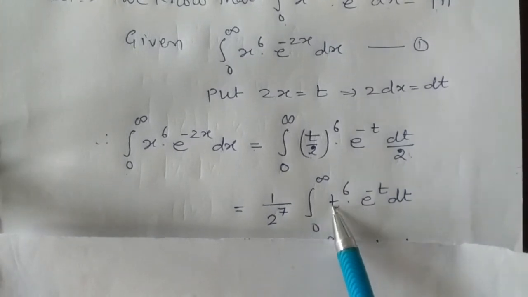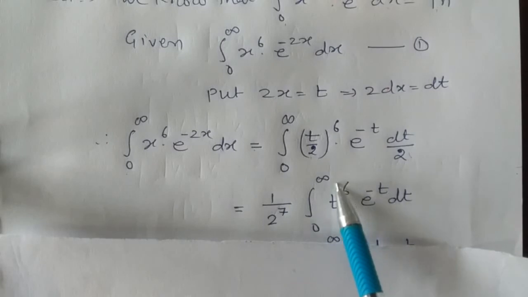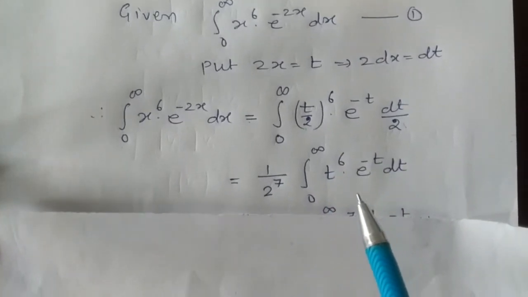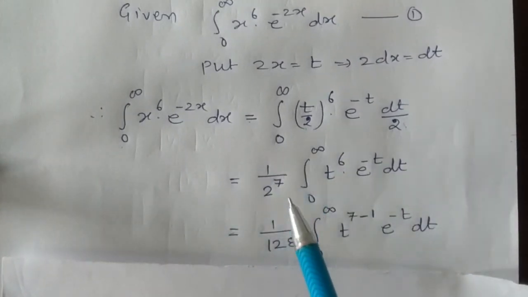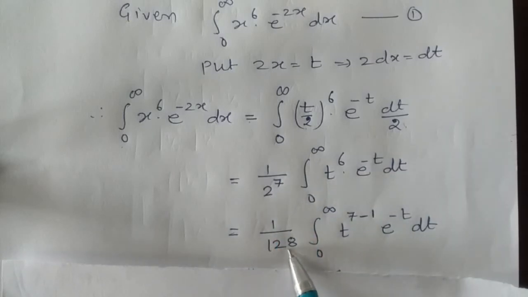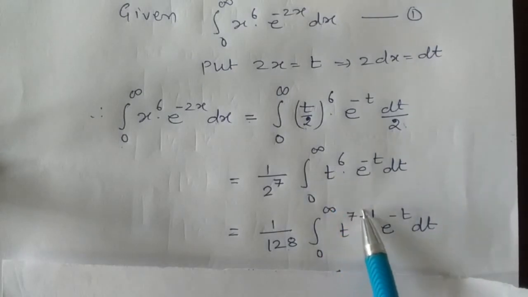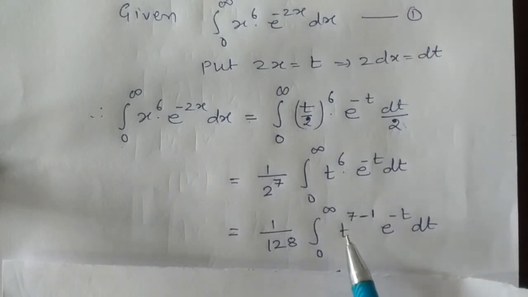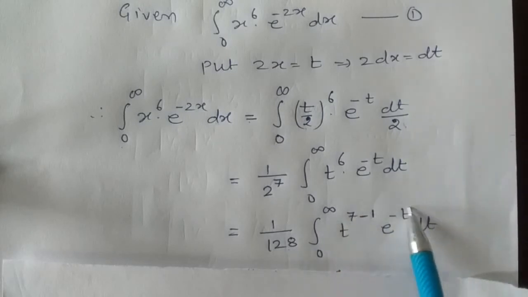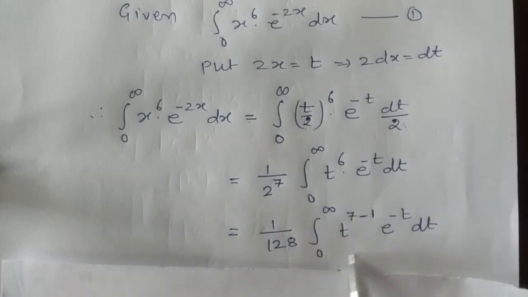Now we write t power 6 as t power 7 minus 1. Then we have 1 upon, here 2 power 7 becomes 128, times the integral from 0 to infinity of t power 7 minus 1 into e raised to minus t dt. This is what? Gamma 7, as the value of n is 7. So the value of this integral is gamma 7.